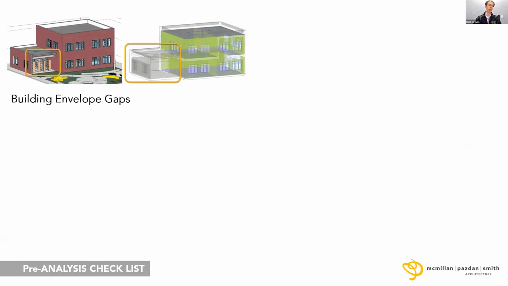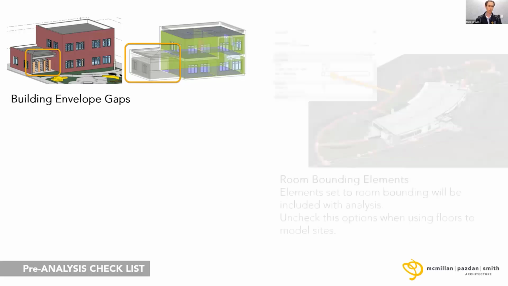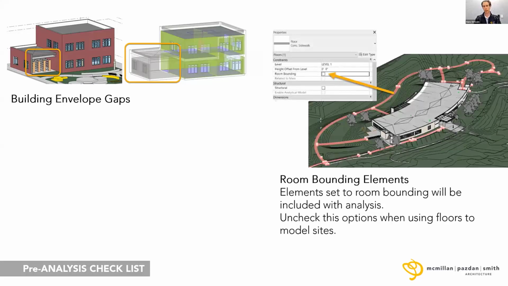And then for some modeling aspects, if you have any building envelope gaps, it's going to register. Like in this example here, I've got a large wall missing in my building, and it's picking that space up as shading because it's not fully enclosed, or it's not registering as a conditioned space of the building.